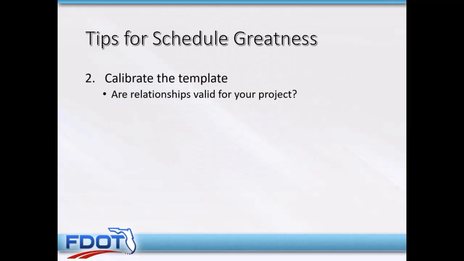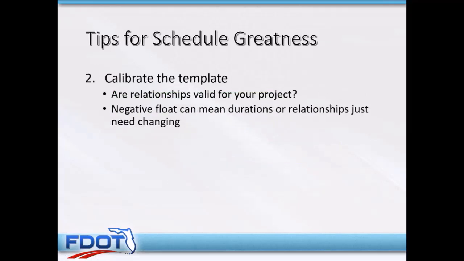Make sure those relationships are valid. If you're seeing negative float at the beginning or any time during your schedule, it could mean that the durations or the relationships just need changing. Some people cheat on this, and I'm just going to warn you. I'm not going to waggle my finger at anybody, but some people will simply unhook relationships to get rid of negative float, or sometimes people just shorten time bars without asking the people that are responsible for the particular activities. I would caution against doing that because it could end up biting you at the end.